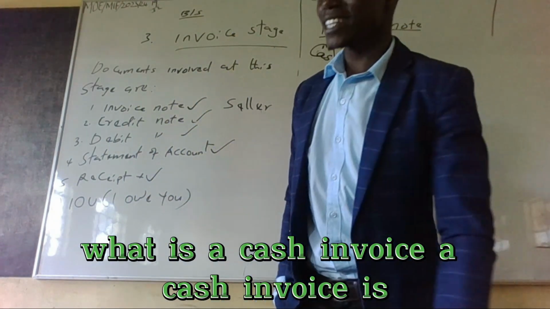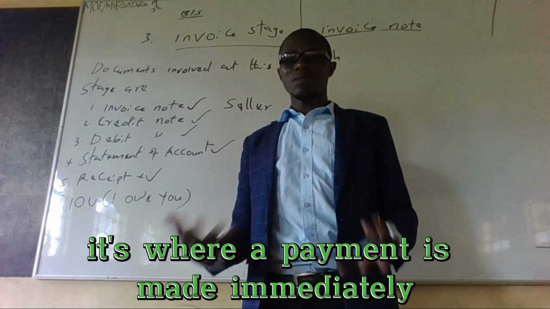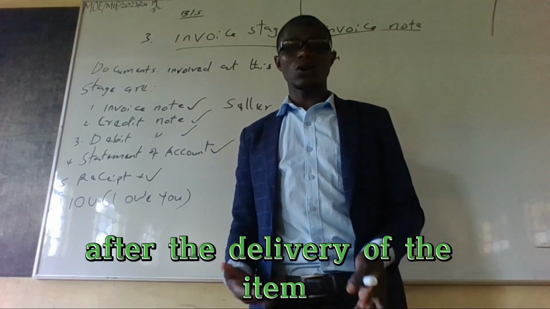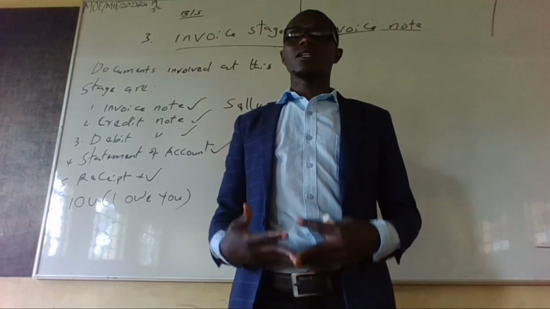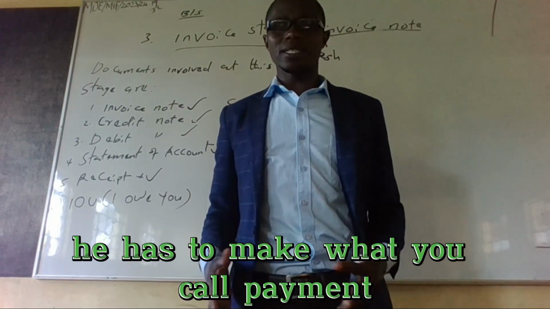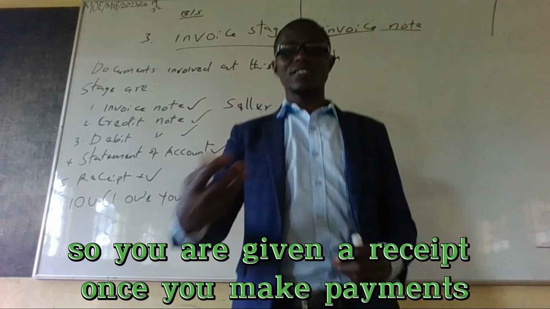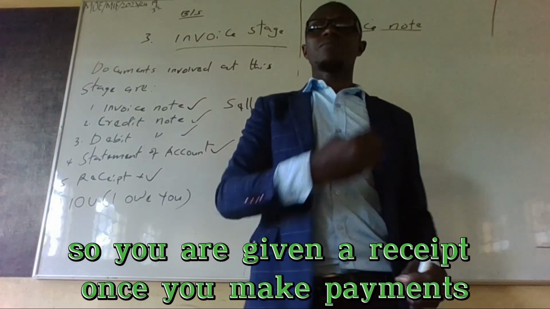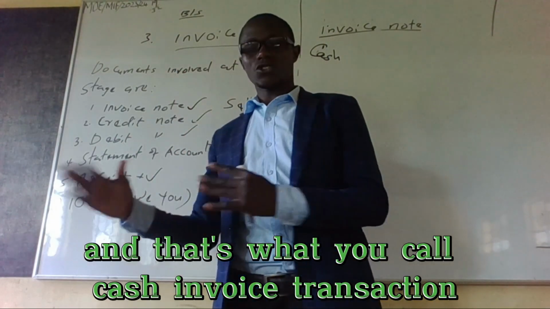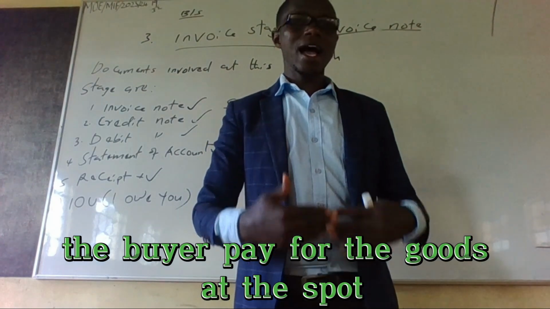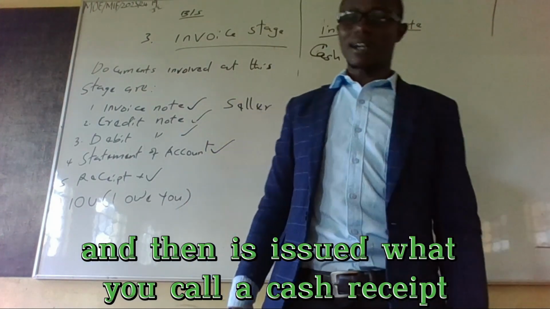What is a cash invoice? A cash invoice is where payment is made immediately after the delivery of the item. Meaning that once the buyer receives the item, he has to make payment, and then the cash sale receipt must be issued. So you are given a receipt once you make payments, and that's what you call a cash invoice transaction. The buyer pays for the goods at the spot, and then is issued a cash sale receipt.